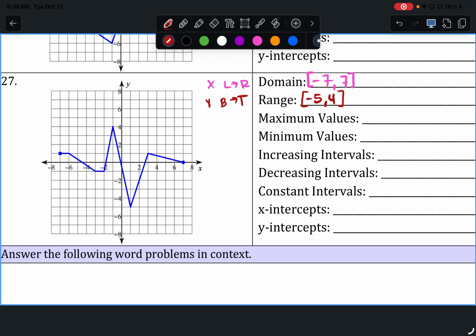Okay, now for our maximum values. That is just our y value. So what is our max? What is our min? -5.